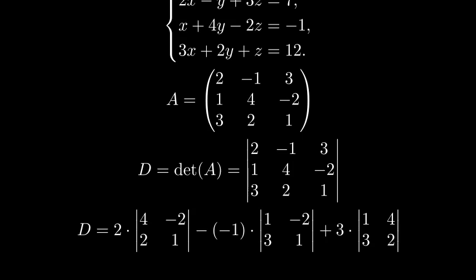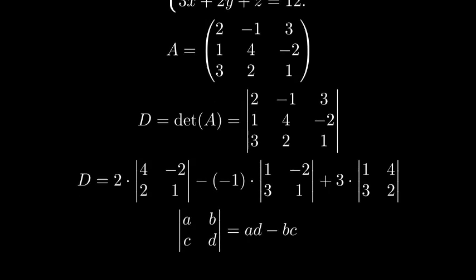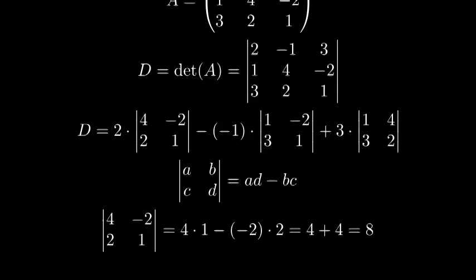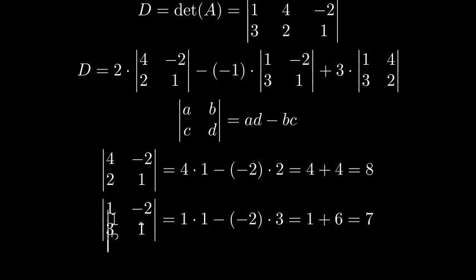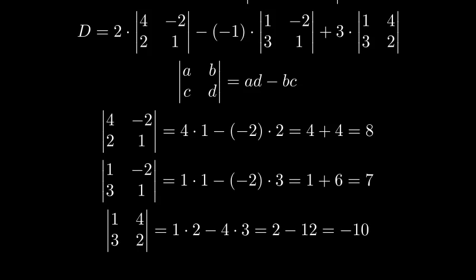Let's calculate each of these 2x2 determinants. For a 2x2 matrix, the determinant is the product of the diagonal elements minus the product of the off-diagonal elements. Applying this to our submatrices, the first submatrix gives us 4 times 1 minus -2 times 2, which equals 4 plus 4, which is 8. The second submatrix gives us 1 times 1 minus -2 times 3, which equals 1 plus 6, which is 7. The third submatrix gives us 1 times 2 minus 4 times 3, which equals 2 minus 12, which is -10.